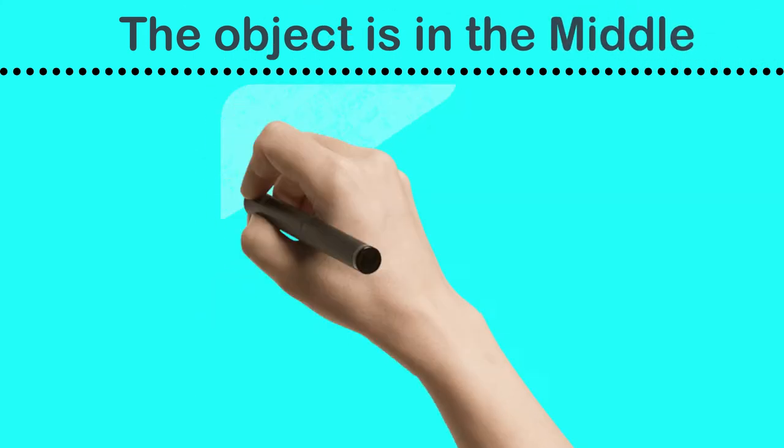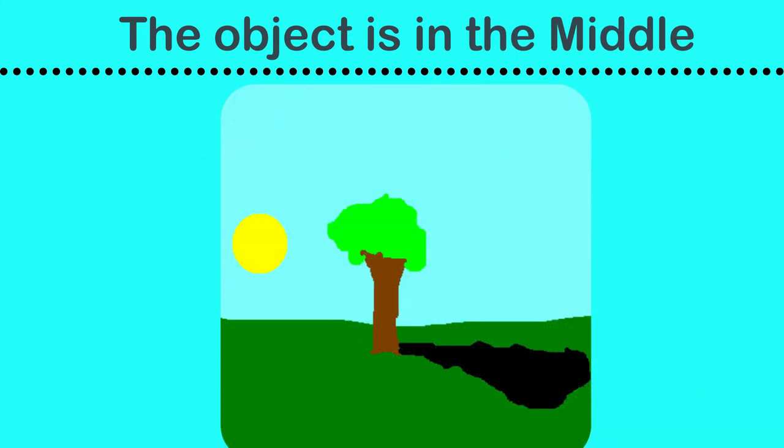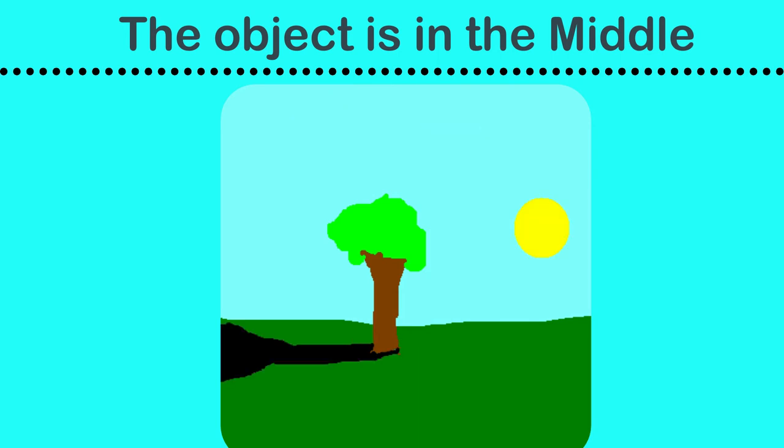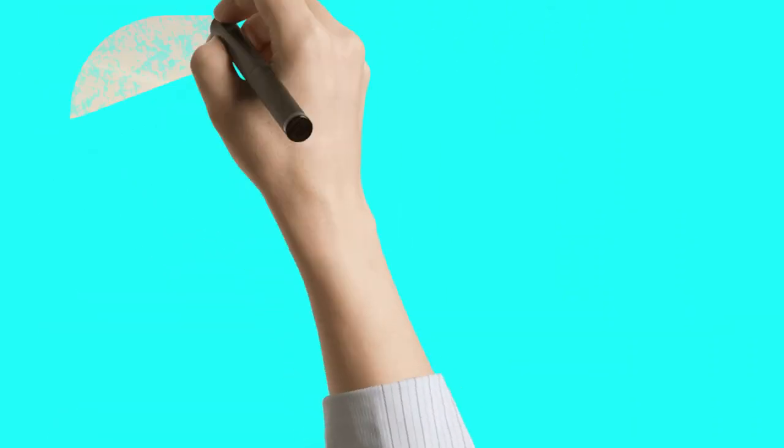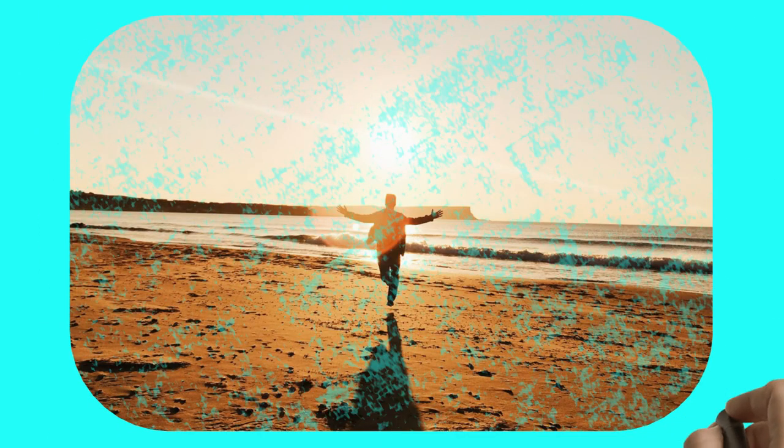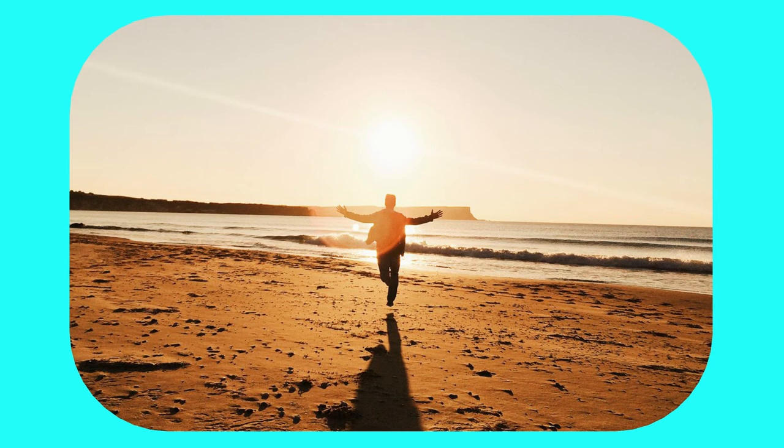The object is in the middle, the light source is on its one side, and the shadow is on the other side. For instance, if you observe when you go outside in the morning, when the sun is in the east, your shadow on the ground is the longest and forms on the west side.